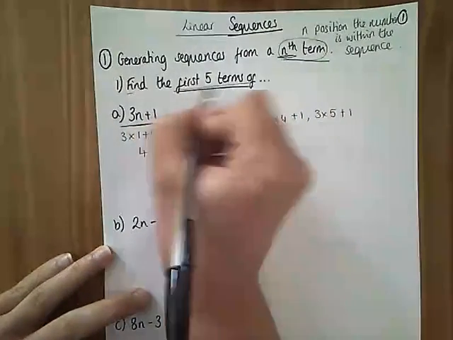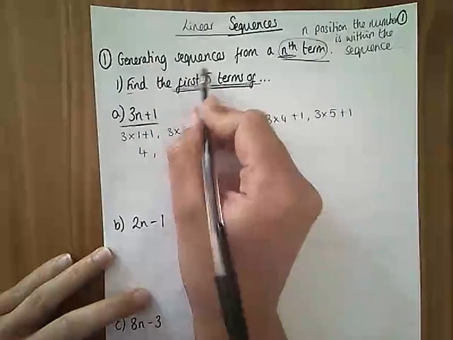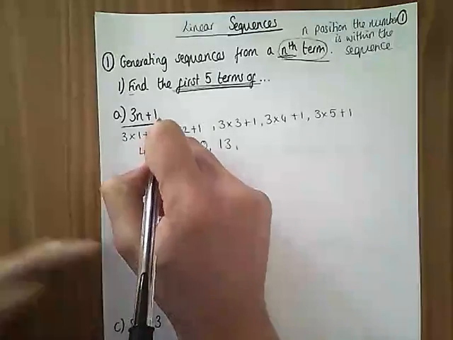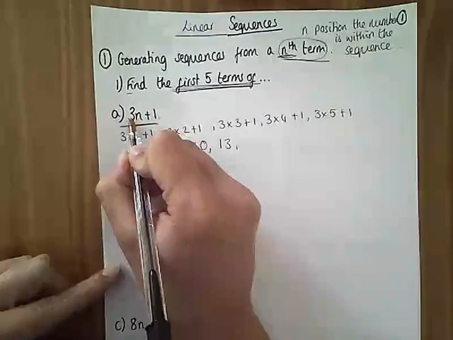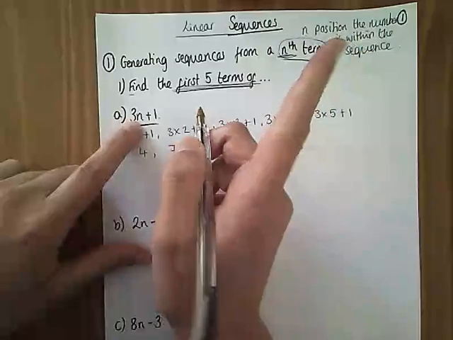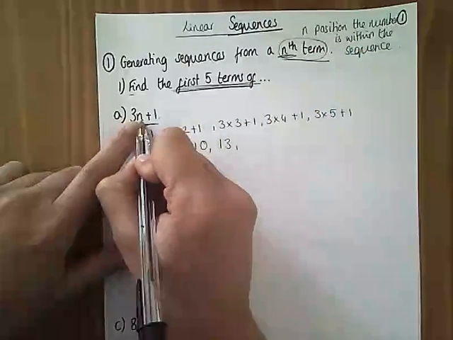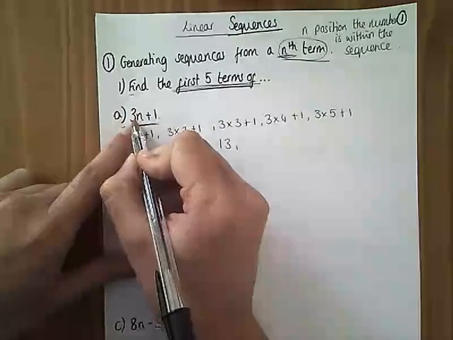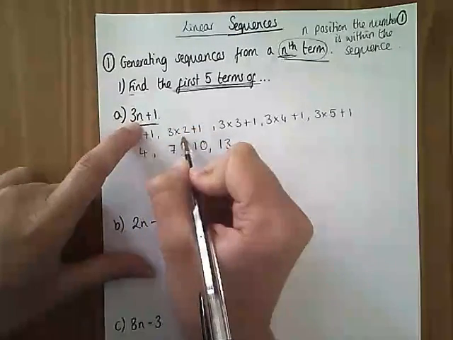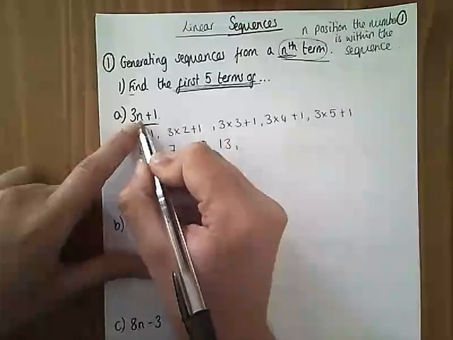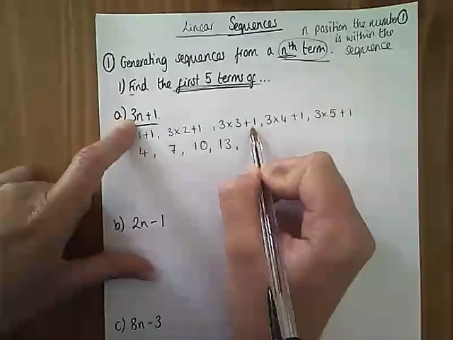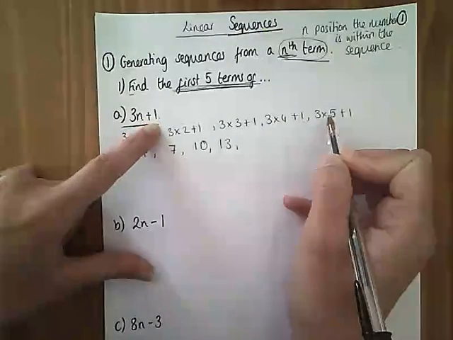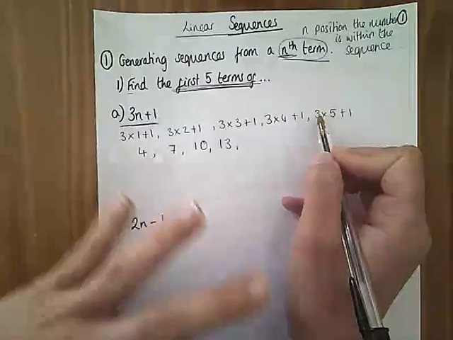So this has asked us to find the first 5 terms, the first 5 numbers of this sequence. So when we want the first number, n is going to be 1, because we want the first number in the sequence. So we're going to do 3 times 1 plus 1. Then we're going to do 3 times 2 plus 1, because that's the second number in the sequence. Then 3 times 3 plus 1, 3 times 4 plus 1, 3 times 5 plus 1. Okay, don't forget we're doing big maths, so you need to do your timesing before you're adding.